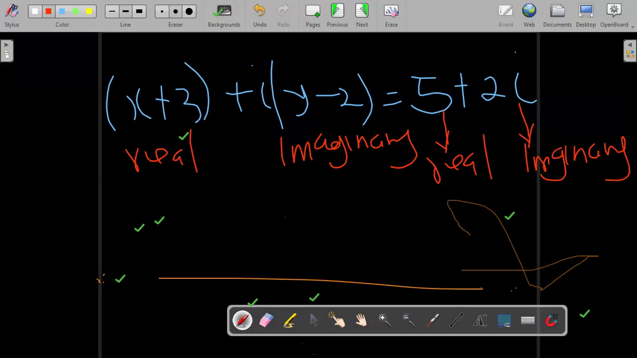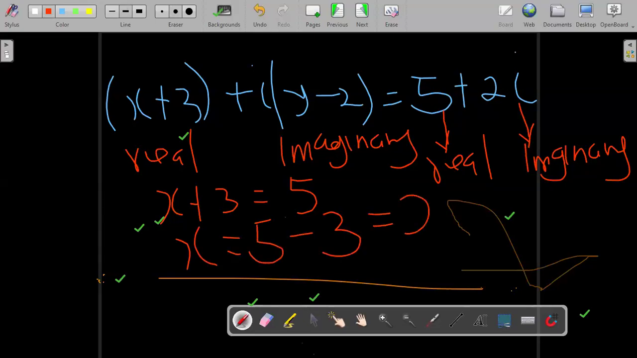So when you have a situation like this, all you need to do is to compare both of them. Real number to real number, imaginary number to imaginary number. So I will compare the two real numbers. x + 3 is equal to 5. Both of them are real numbers. So from here, I can get my x by collecting like terms. My x is now 5 minus 3.